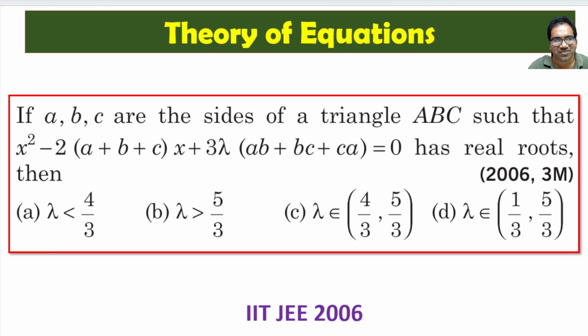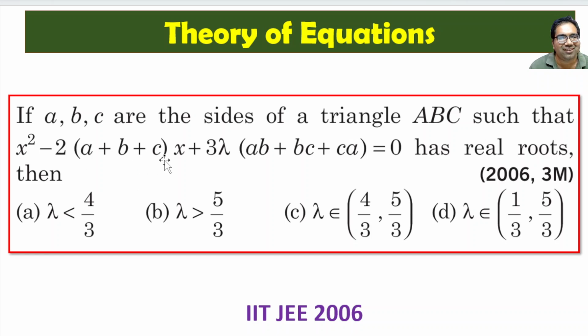Hi friends, here is a wonderful problem. We are given this quadratic equation: x square minus 2 times (a plus b plus c) times x plus 3 lambda times (ab plus bc plus ca). Okay, and this a, b, c are sides of a triangle.